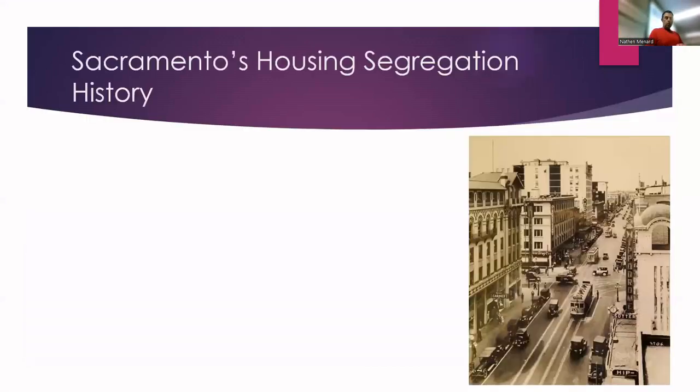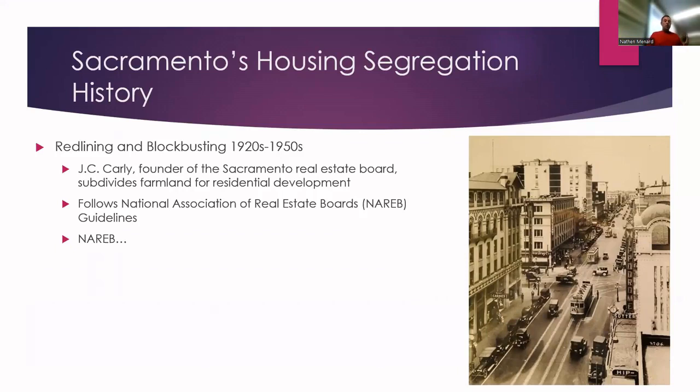The history of housing segregation in Sacramento starts with redlining and blockbusting in the 1920s and 1950s. That history starts with a gentleman by the name of J.C. Carley, who was the founder of the Sacramento Real Estate Board. He takes a bunch of farmland that comprised what would become the greater Sacramento region and subdivides it for residential development. He's the first person to buy up a large chunk of land that was primarily used for farming and subdivide it to start creating the neighborhoods we come to know today.